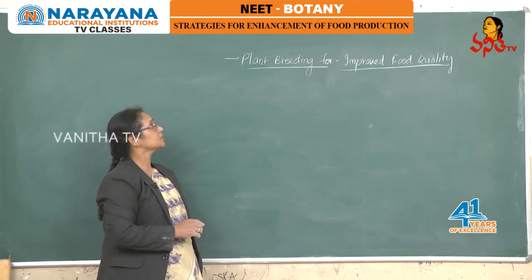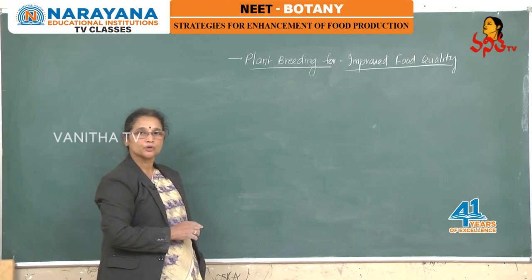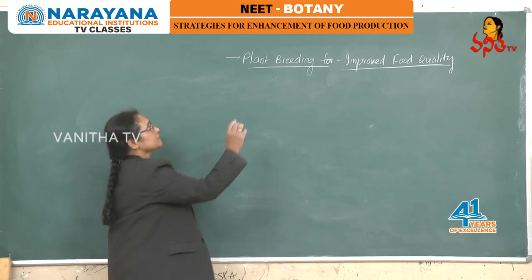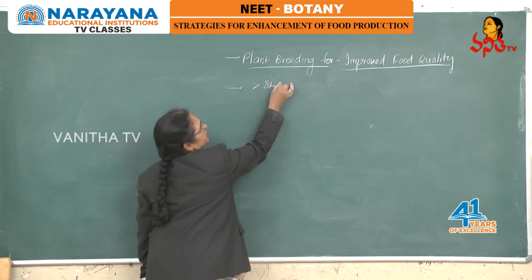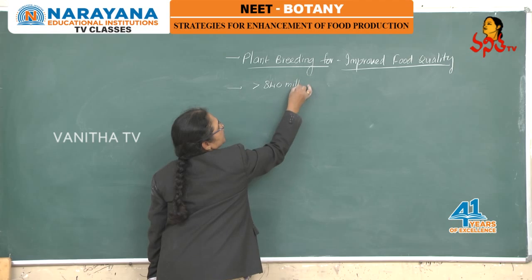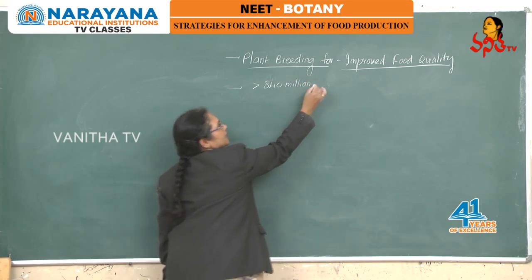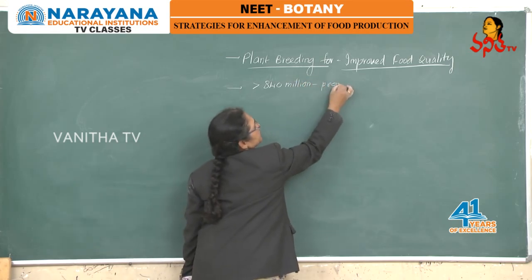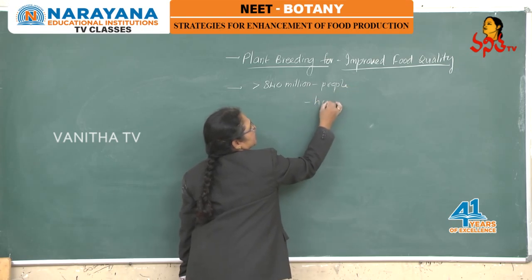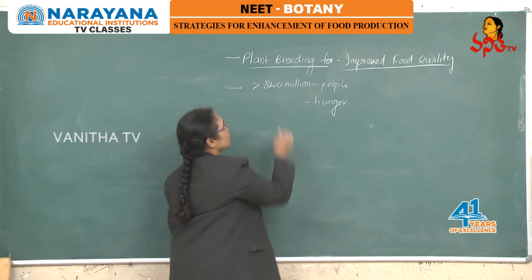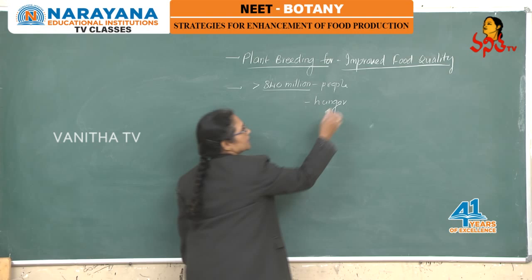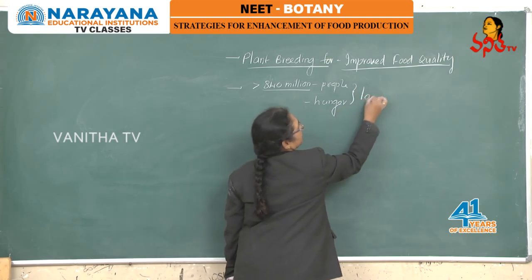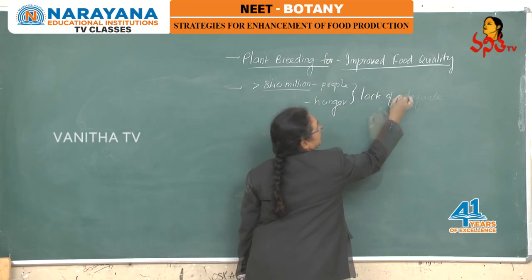Okay children, now we are going to learn about plant breeding for improved food quality. When you estimate, an average of more than 840 million people across the world are suffering with hunger, that means lack of adequate food.